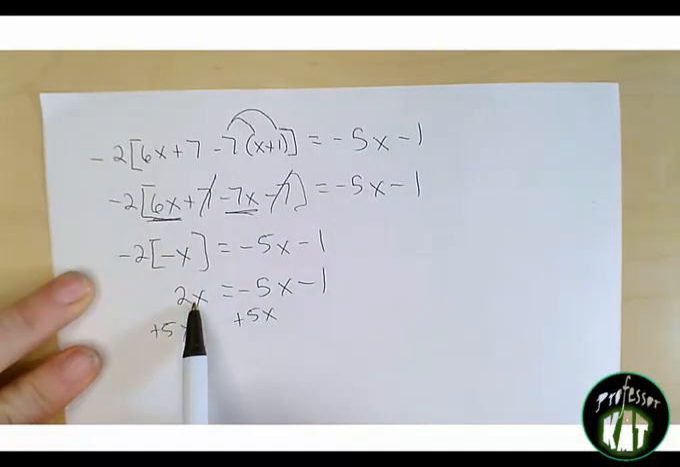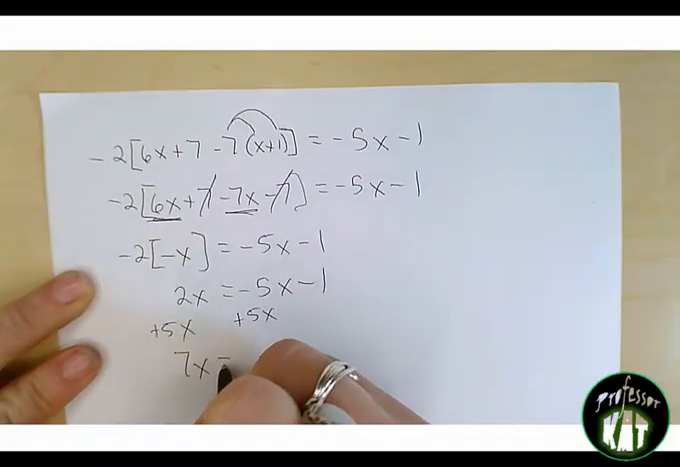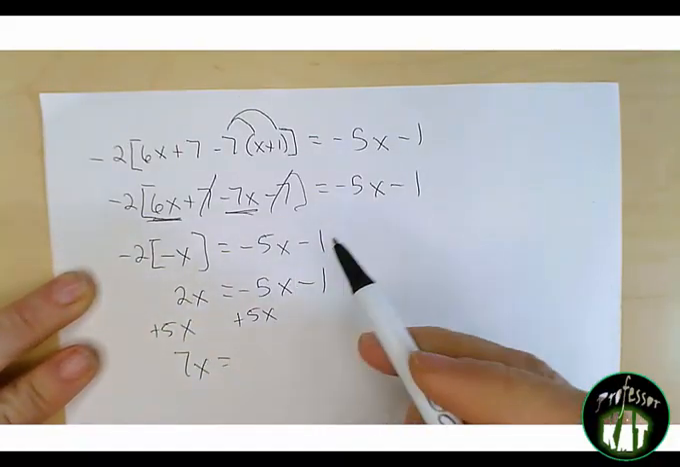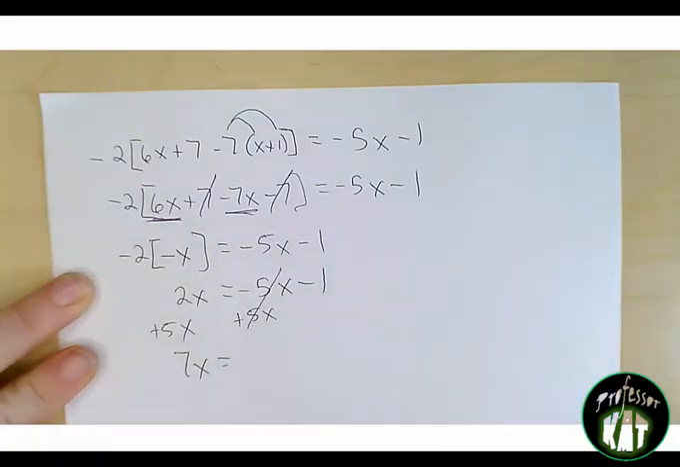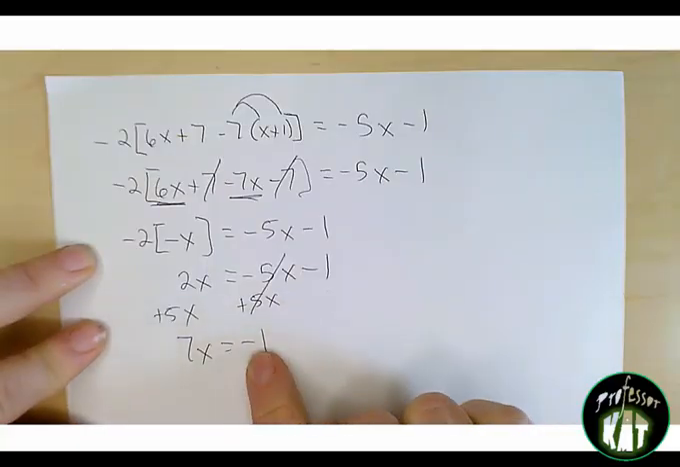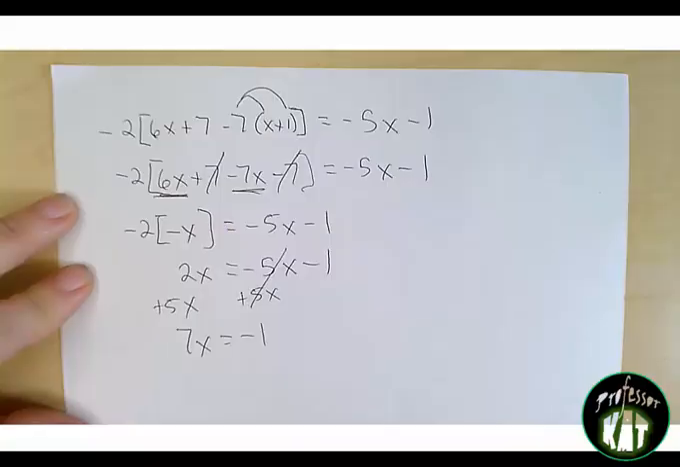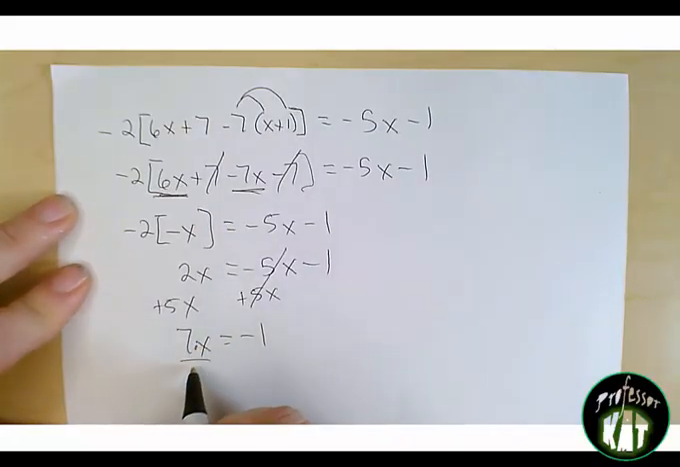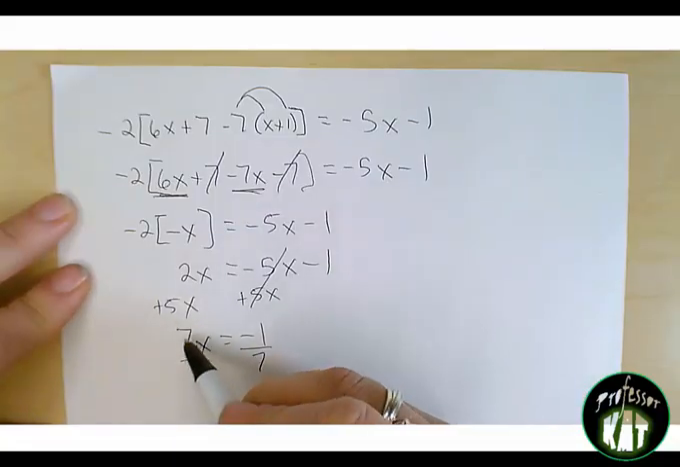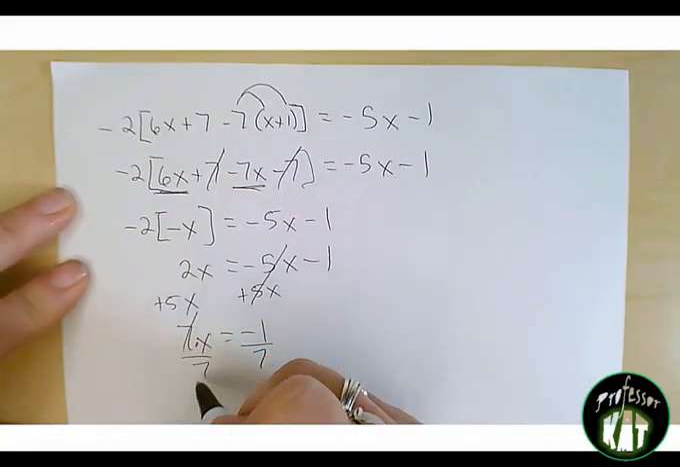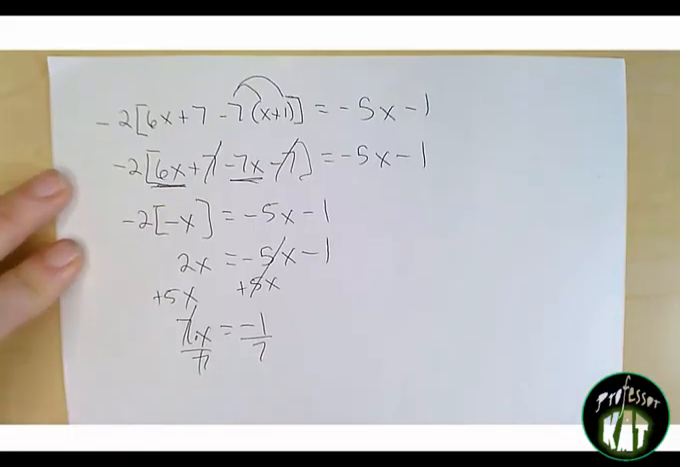Here on the left, 2x plus 5x is 7x. And on the right-hand side, we took that -5x, added that 5x, which disappears to give us the -1 there. Otherwise, last step typically in solving the equation, divide out the coefficient. We have 7 times x. The opposite of multiplication is division. Divide both sides by 7.